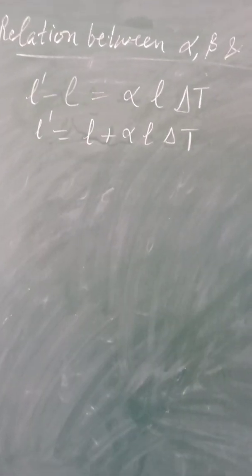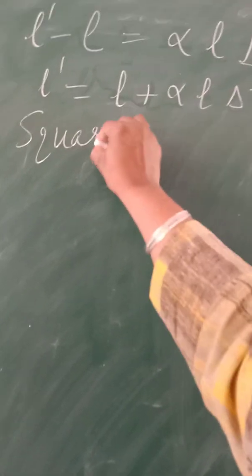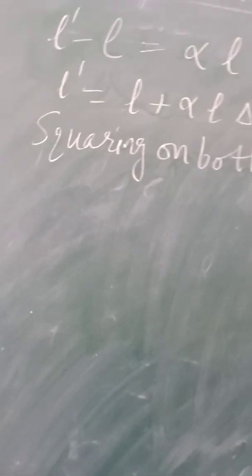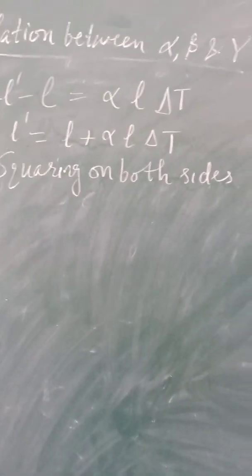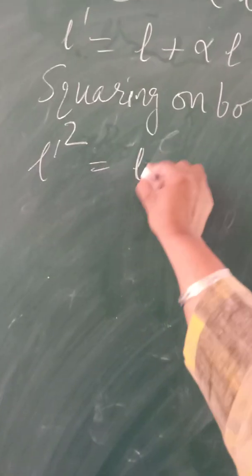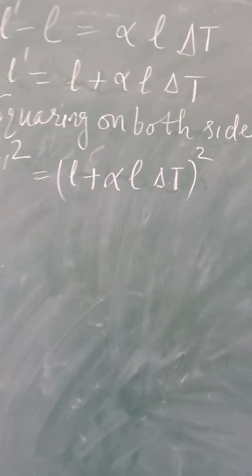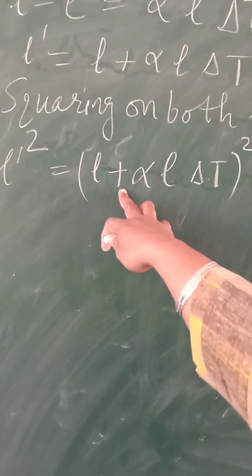Clear students? Now squaring on both sides. When we square both sides, we have L dash square equals L plus alpha L delta T, whole square. Now here we use the formula for A plus B.